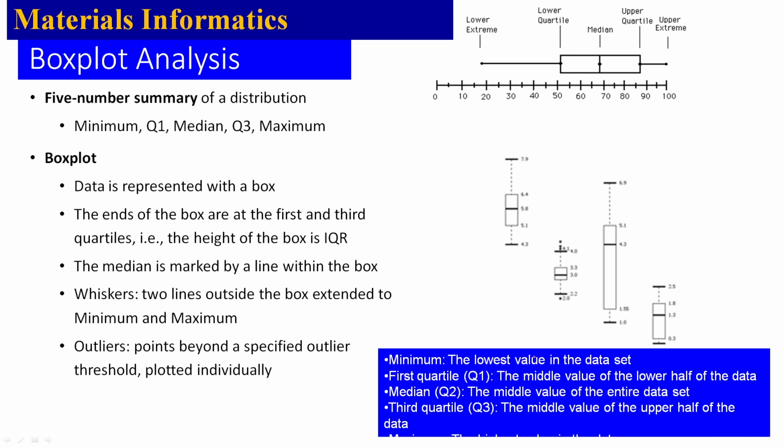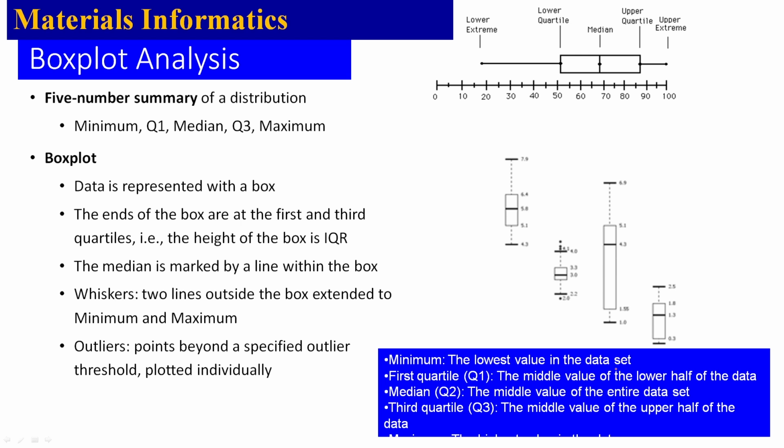So, minimum, maximum, median, Q1 and Q3. Let me explain. Minimum is the lowest value in the data set. Maximum is the highest value in the data set, no need of explaining. Q1 is the first quartile, the middle value of the lower half of the data.